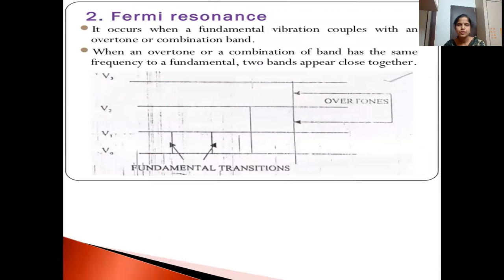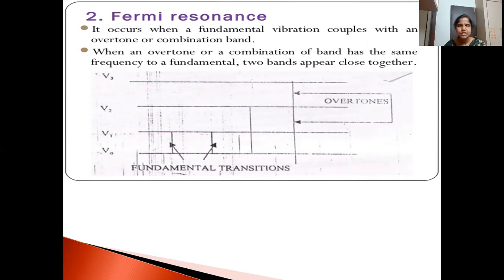The second factor is Fermi resonance. Fermi resonance occurs when a fundamental vibration couples with an overtone or combination bands. So first we need to know what is fundamental and then the overtone and the combination bands. Fundamental transitions are those where the transitions take place from V0 to V1. When the molecule absorbs IR radiation, the transitions take place in the vibrational energy levels, as we have seen in our last class.